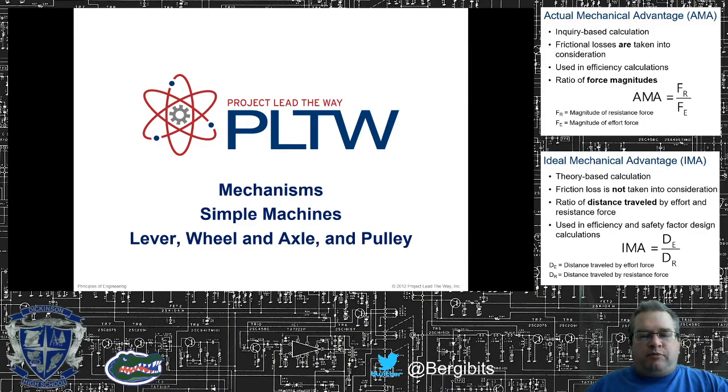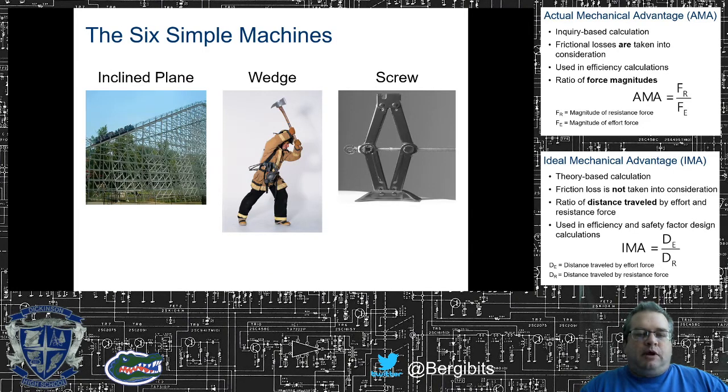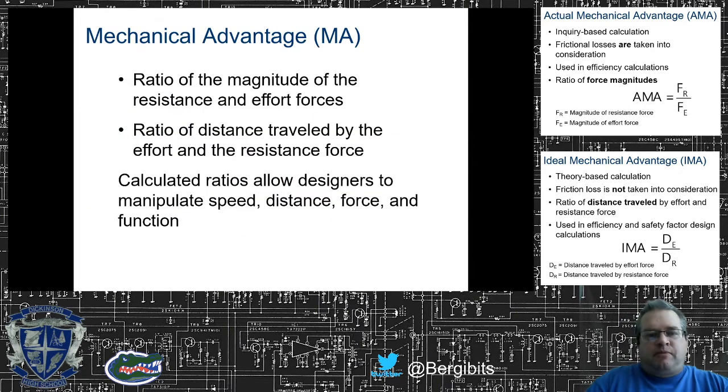Alright, this is lesson 1.1.1, Simple Machines: Lever, Wheel, Axle, Pulley. There are 6 simple machines: lever, wheel, axle, pulley, inclined plane, wedge, and screw. Mechanical advantage is the ratio of the magnitude of resistance and effort forces. Also, it is the ratio of the distance traveled by effort and resistance force.